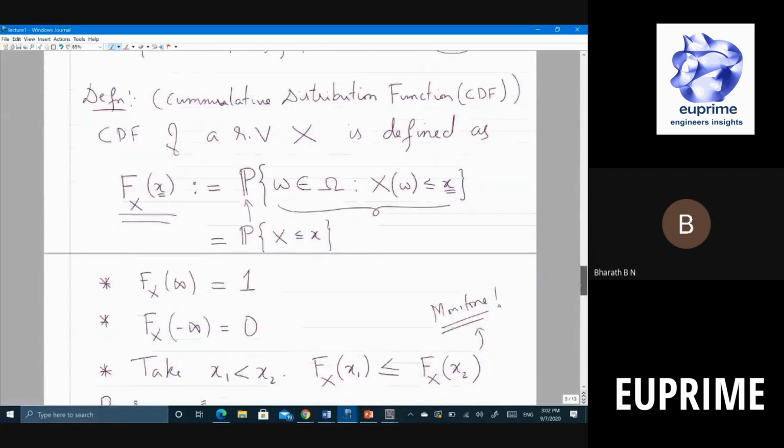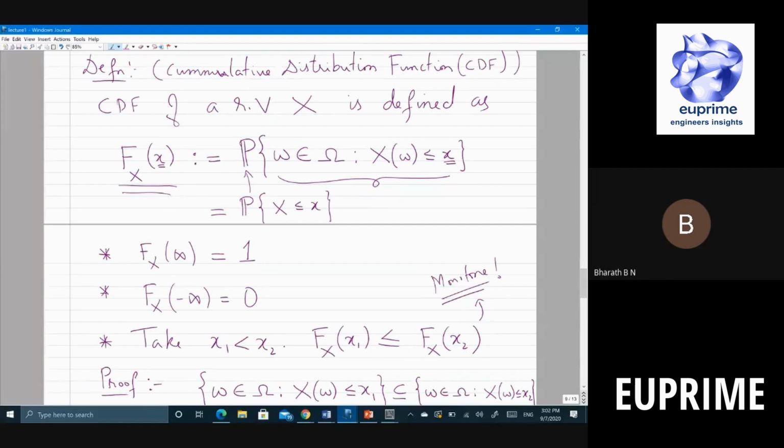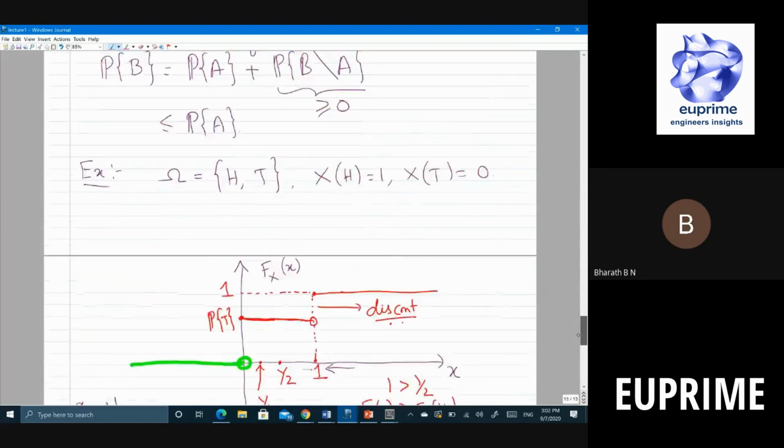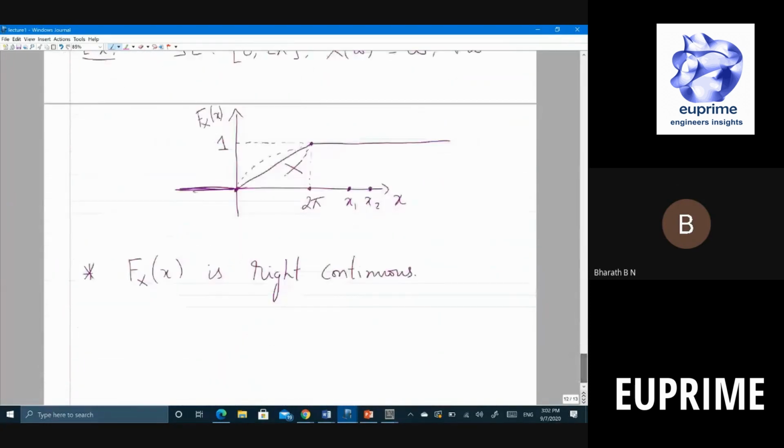So we want this to be an event, and it should be true for every a in R. Then we looked at the notion of the CDF, that is F_X(x), which is the probability of all those outcomes which got mapped to a number less than or equal to x. That is defined as the CDF. It has a few properties. For example, F_X(infinity) is 1, F_X(minus infinity) is 0, it's monotone, and the last thing is it's right continuous. These are some of the properties.